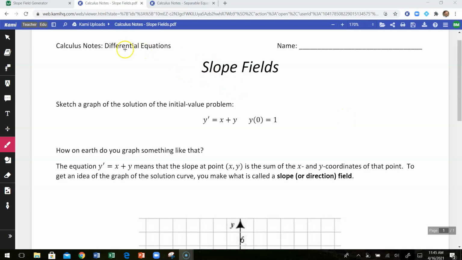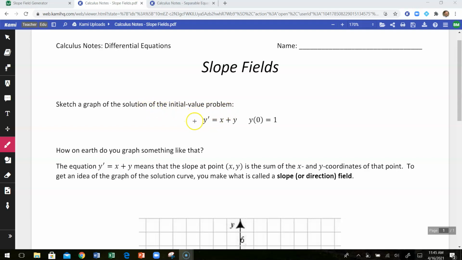If you have not yet watched the video over differential equations, I would suggest starting there before you watch this video on slope fields. Slope fields deal with creating a pattern or a guideline for how we're going to graph differential equations.